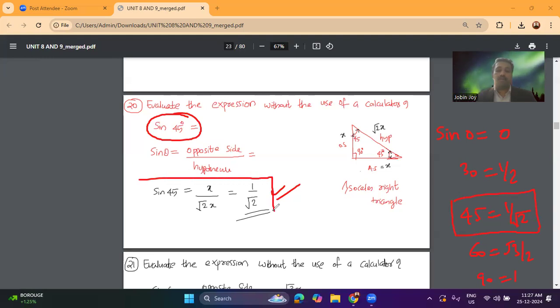So here, with the help of an isosceles right triangle, you can find the value of sine 45. If you don't remember the value of sine 45, you can draw an isosceles right triangle and then you can find the value of sine 45.